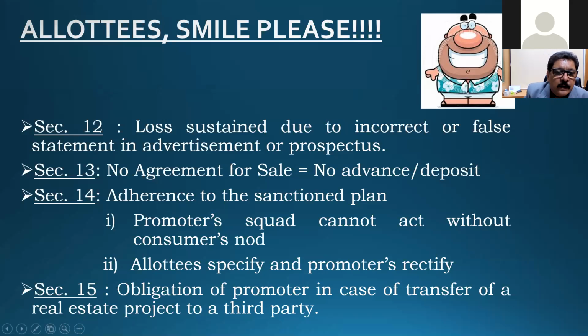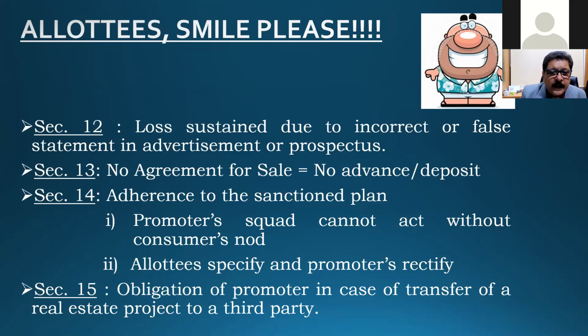Now, Section 12, loss sustained due to the incorrect or false statement in the advertisement or prospectus. A builder puts up very large hoardings, gives a full page ad, and sells you all the dreams. But if whatever product you get is not as per the advertisement, you can take action against the builder under Section 12, because you were promised something and you are getting something else. That is due to an incorrect or false statement in the advertisement or prospectus, or misrepresentation by the builder.